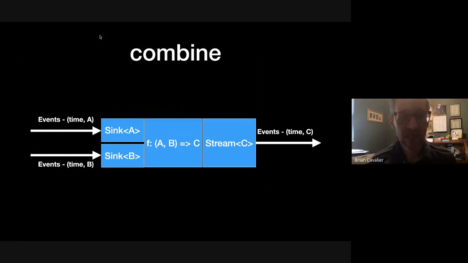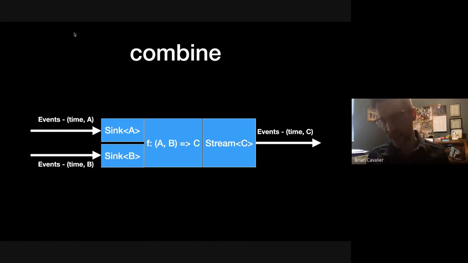So what combine does is it takes the latest A and the latest B and calls the function with them. So let's say you saw an event of type A already, but you haven't yet seen an event of type B, right? And now combine gets an event of type B. Now it can call the function, and it calls the function and produces a C.